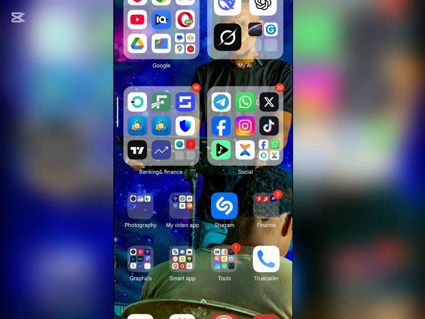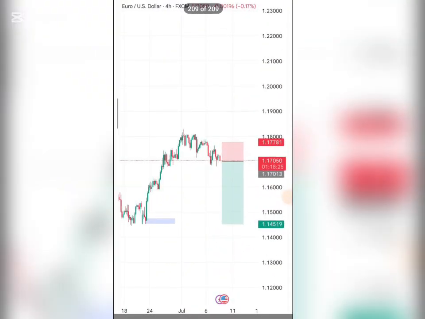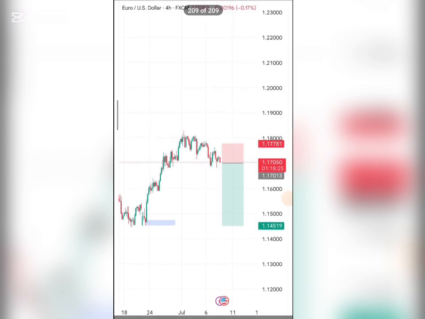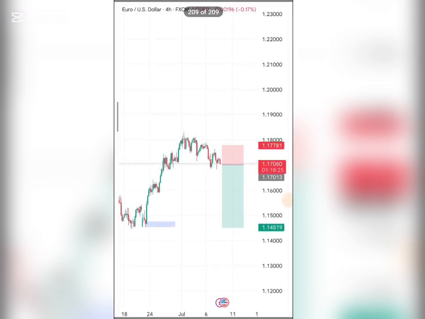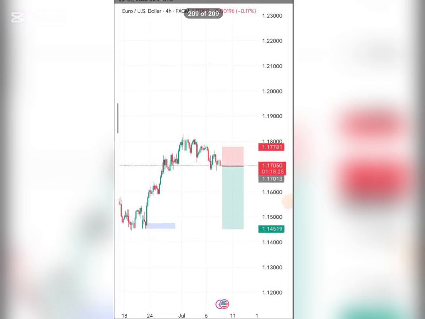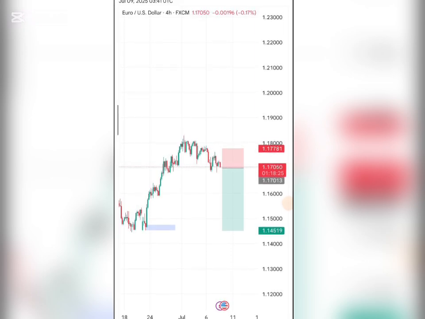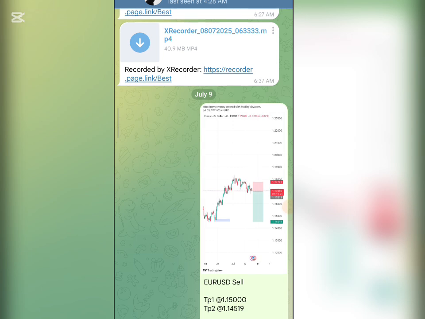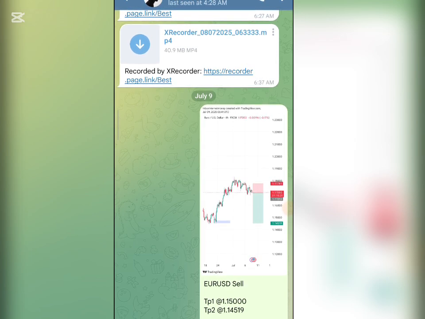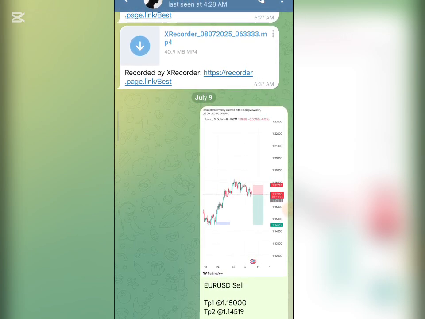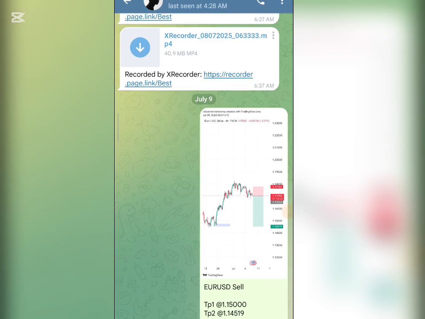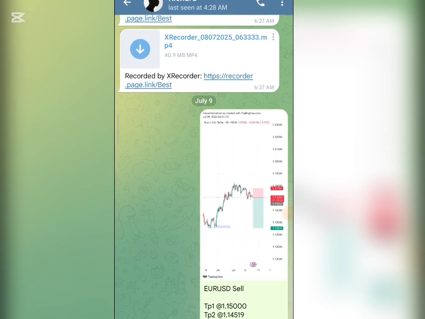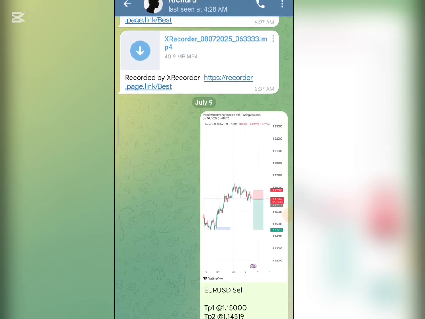It's quite simple. Say I send you a setup like this. Now please don't mind this setup. It is not a high probability trade. I just had to do something, I just had to do something rubbish now just to show you how to take signals. So say I sent you something like this. You're seeing EURUSD, which means euro USD, and I'm saying sell.